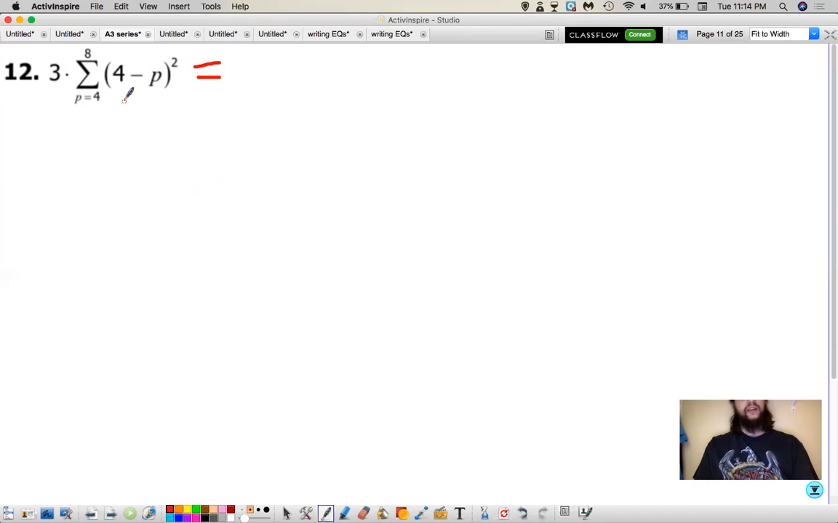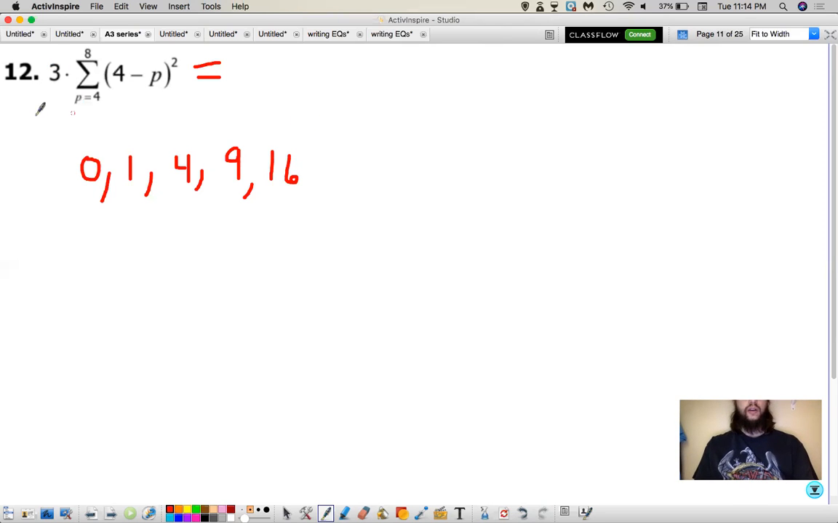Oh, this one's not too bad. So 4 minus 4 is 0, squared is 0. 4 minus 3 is 1, squared is 1. 4 minus 5 is negative 1, squared is 1. 4 minus 6 is negative 2, squared, which is 4. 4 minus 7 is negative 3, squared, which is 9. And then negative 4 squared, which is 16.